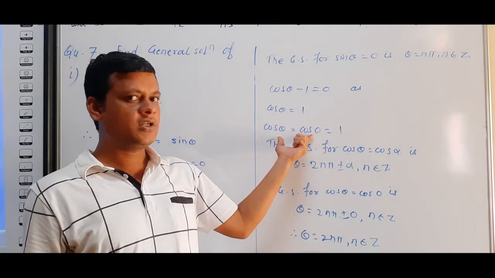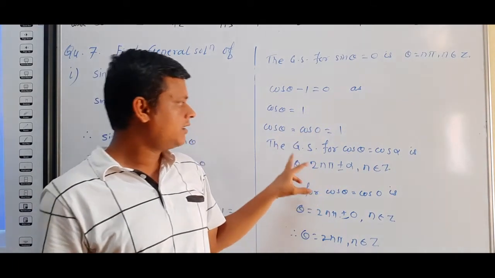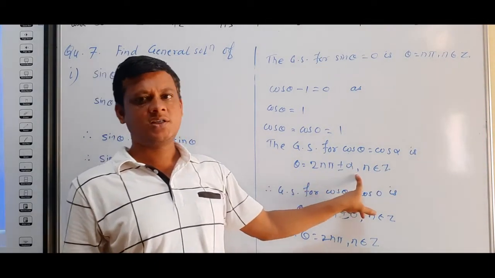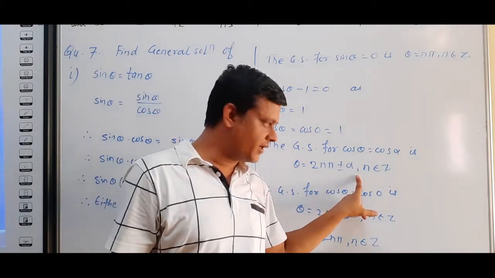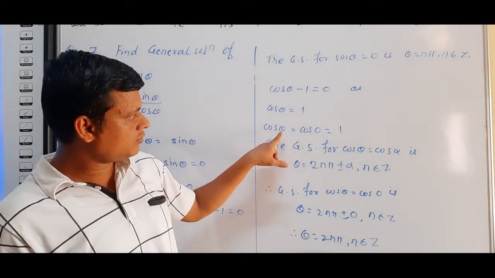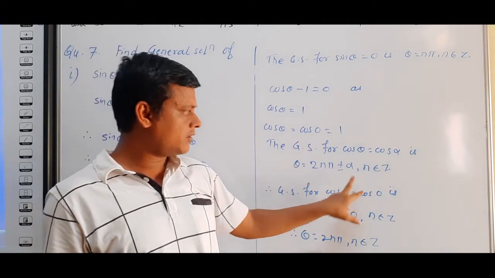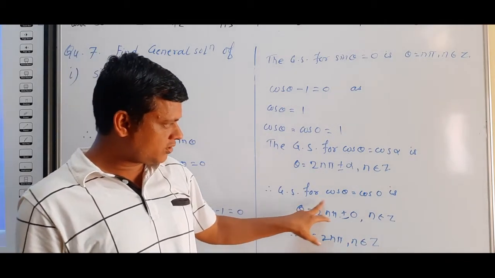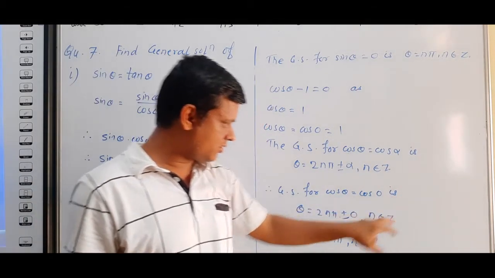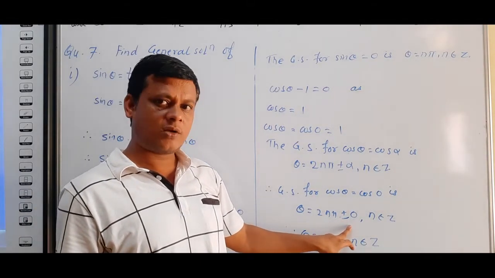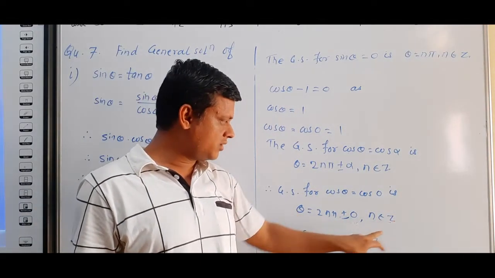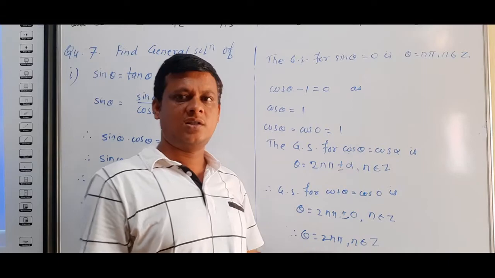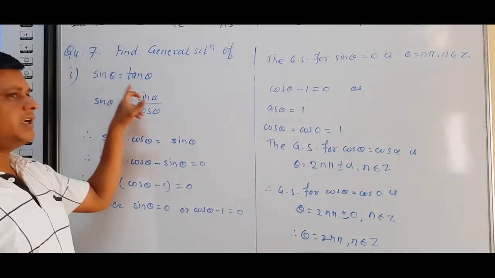So we know the general solution for cos theta equals cos alpha. The general solution for cos theta equals cos alpha is theta equals 2n pi plus or minus alpha, n belongs to Z. So we have to write the general solution for cos theta equals cos 0. In place of alpha, we have to write 0. So the general solution for cos theta equals cos 0 is theta equals 2n pi plus or minus 0, n belongs to Z. Now this can be written as theta equals 2n pi, n belongs to Z. This is the general solution for sin theta equals tan theta.